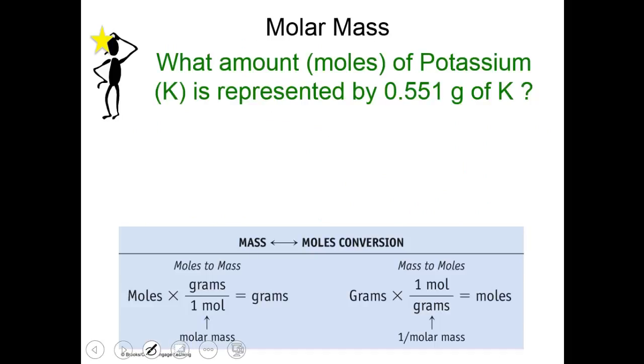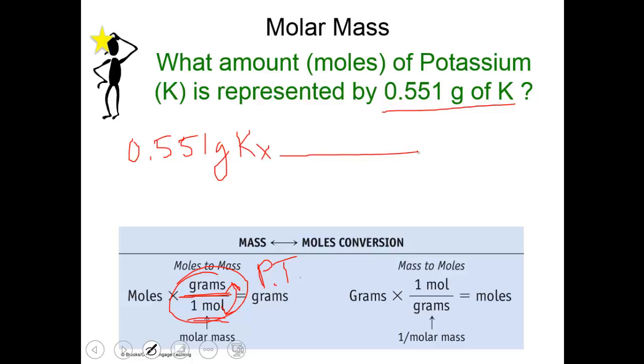Now, it says what amount in moles is represented by 0.551 grams of potassium. Now, molar mass is a conversion factor. Notice here, 1 mole of anything is a certain number of grams of weight, and we can get this from the periodic table, PT. And of course, because it's a conversion factor, we can flip it upside down. And so I'm just going to look at 0.551 grams of potassium, and I want to get that into moles.